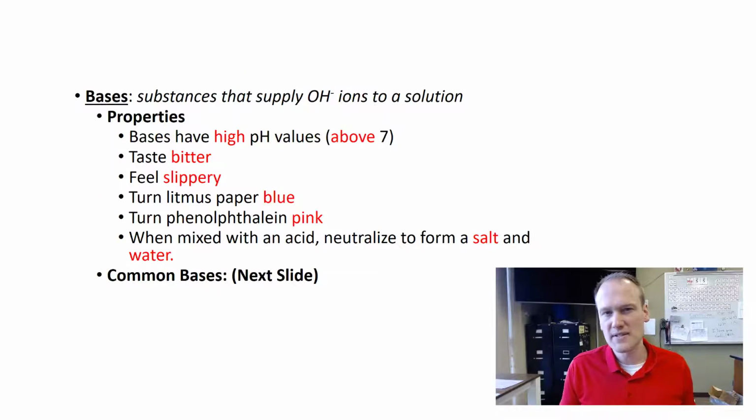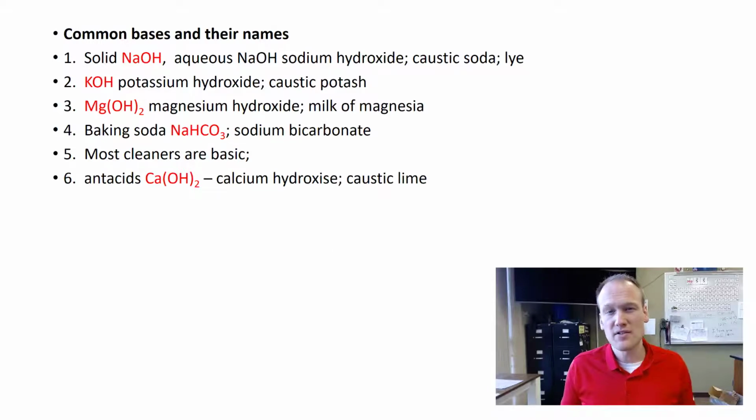Now let's take a look at bases. Bases form an OH- ion when put in solution. Bases are going to have a pH over 7. They'll typically taste bitter and they'll feel slippery. Many soaps and detergents are bases and they feel slippery in between your fingers. Bases will turn litmus paper blue and they'll turn phenolphthalein bright pink. Some of the more common bases are sodium hydroxide, potassium hydroxide, and magnesium hydroxide.